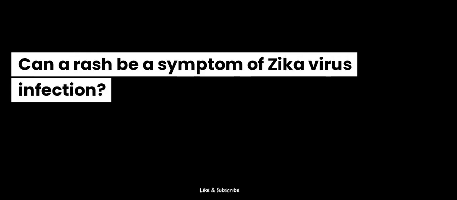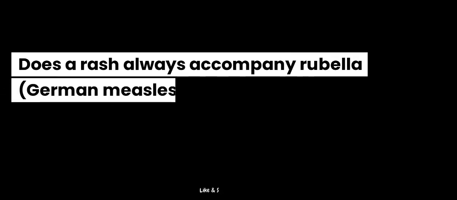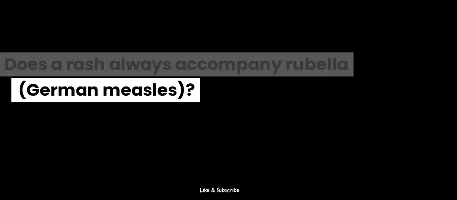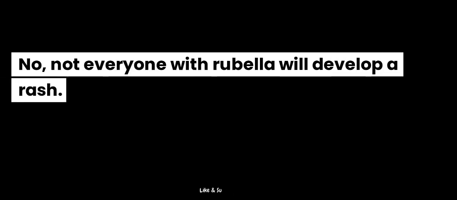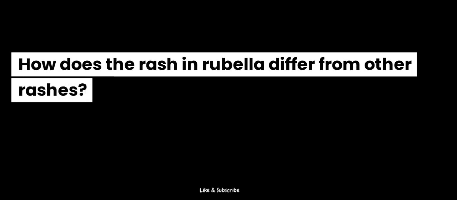16. Can a rash be a symptom of Zika virus infection? Yes, some individuals with Zika virus infection may develop a rash. The rash is typically itchy and appears as small red bumps. 17. Does a rash always accompany rubella, German measles? No, not everyone with rubella will develop a rash. However, a rash is a common symptom, especially in children. 18. How does the rash in rubella differ from other rashes?